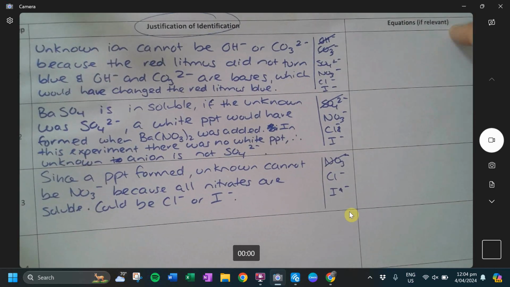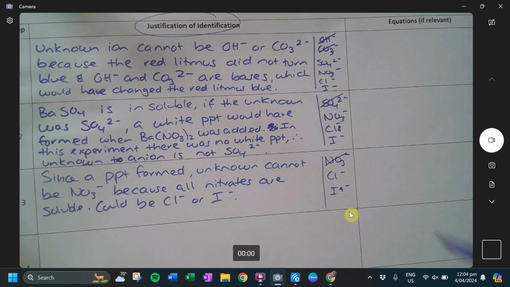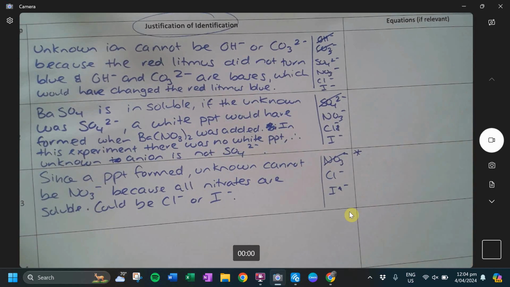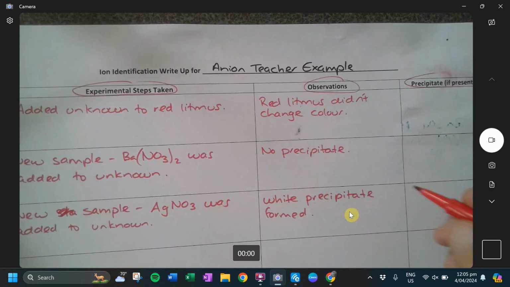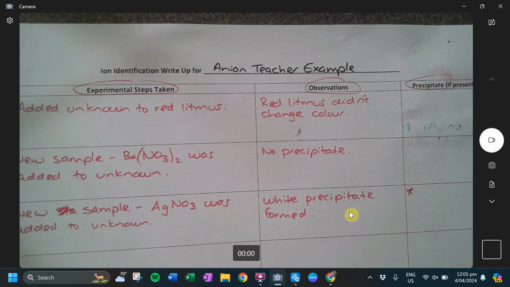Now we will come back and do the equation. So we do need to be mindful that I do need to do an equation here. So I'm going to put a star so I remember to go back to it. And we do need to identify a precipitate here. So I'm going to put a star next to it so I remember to do that too. Okay?